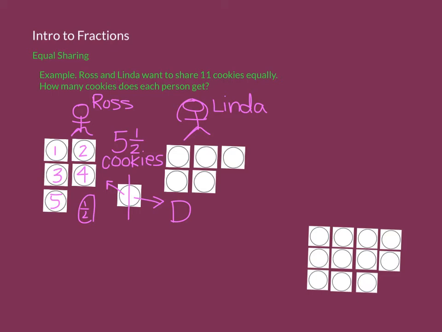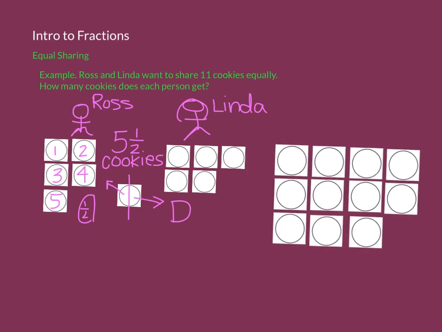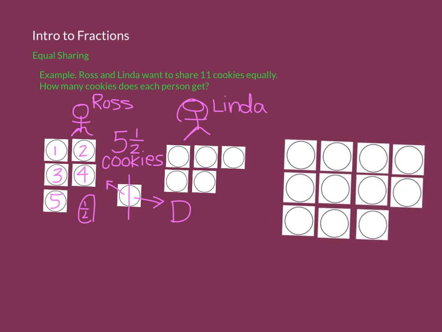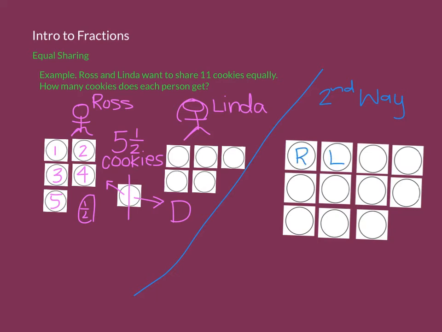If you didn't solve it this way, the other way that I often have students do it is they'll actually draw all 11 cookies out first. So keep in mind over here, this is the second way that I often have students do it. If they draw out all 11 cookies, often what they'll do is they'll still divvy them up. So they'll say, well, this one goes to Ross, this one goes to Linda, this one goes to Ross, this one goes to Linda, and so on. They'll continue this process. Oh no, now we only have 1 left. Well, we can split it in half and give half to Ross and half to Linda.